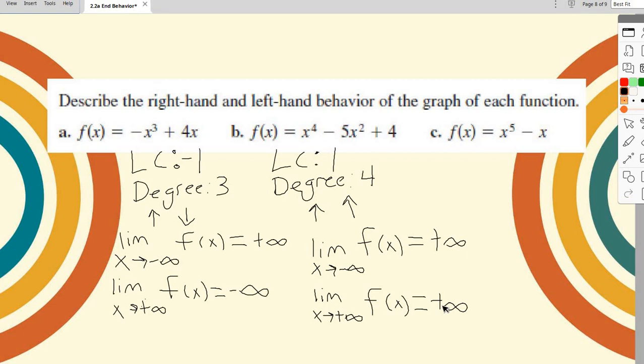Alright, I want y'all to try the last one on your own. Is the degree even or odd? That makes sense.